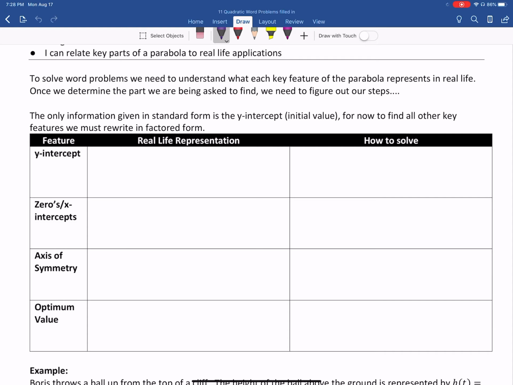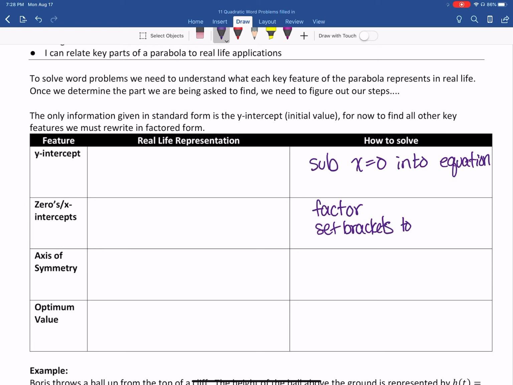So the y-intercept, we sub x equals 0 into the equation and solve for y. For our zeros or x-intercepts, we need to factor it, and once we factor it, we take each factor and set the brackets to 0. And then solve for x. You should have two answers, sometimes one, or sometimes they're both the same.